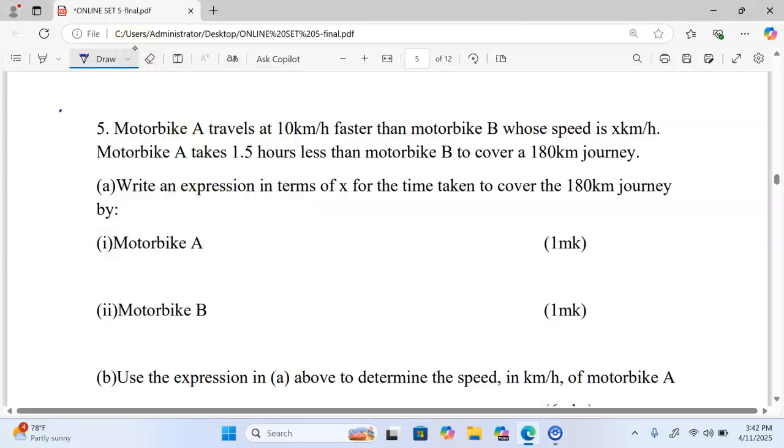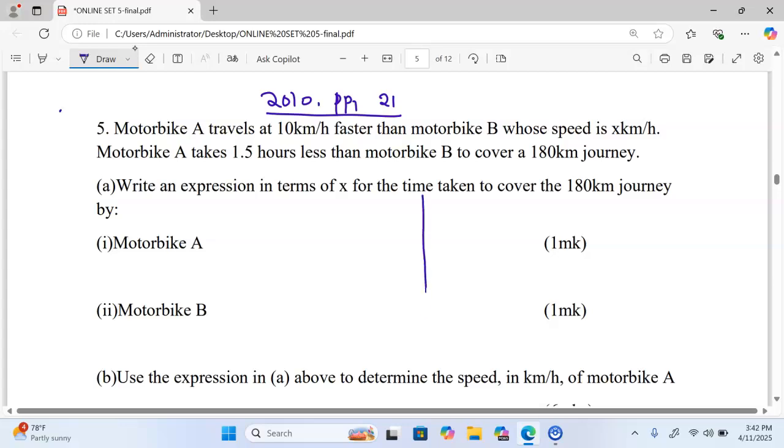We are looking at KCSE 2010, Paper 1, question number 21. The question reads: a motorbike A travels 10 kilometers per hour faster than motorbike B, whose speed is x kilometers per hour. Motorbike A takes 1.5 hours less than motorbike B to cover a 180-kilometer journey. Write an expression in terms of x for the time taken to cover the 180-kilometer journey by motorbike A and that of B.